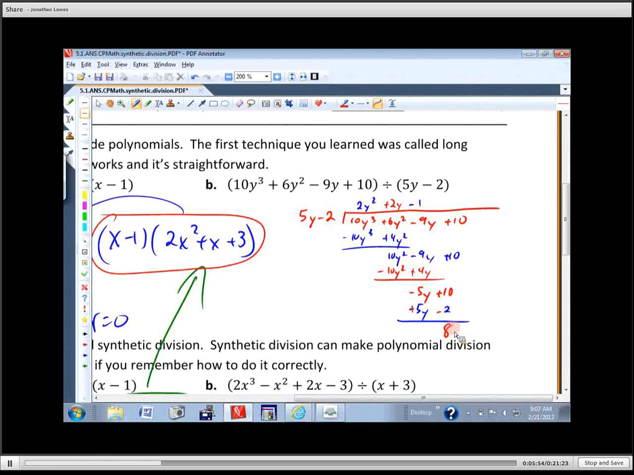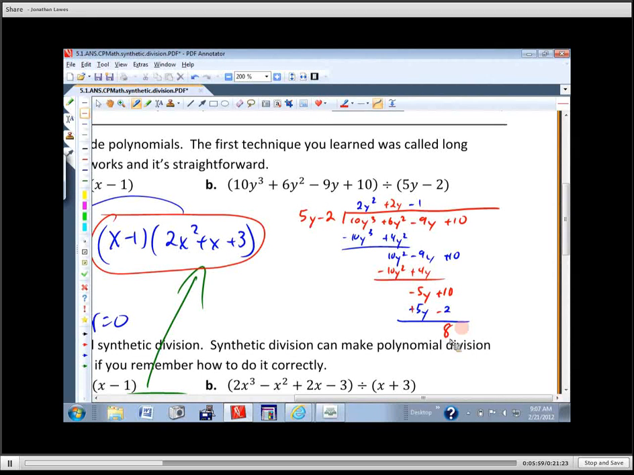Okay. What does this mean? Remainder's 8. Okay. So did it go in evenly? It didn't go in evenly. Okay. So this right here has a name. What's that called again? Okay, that's called the quotient. There's the remainder. And here is, what's that called again?